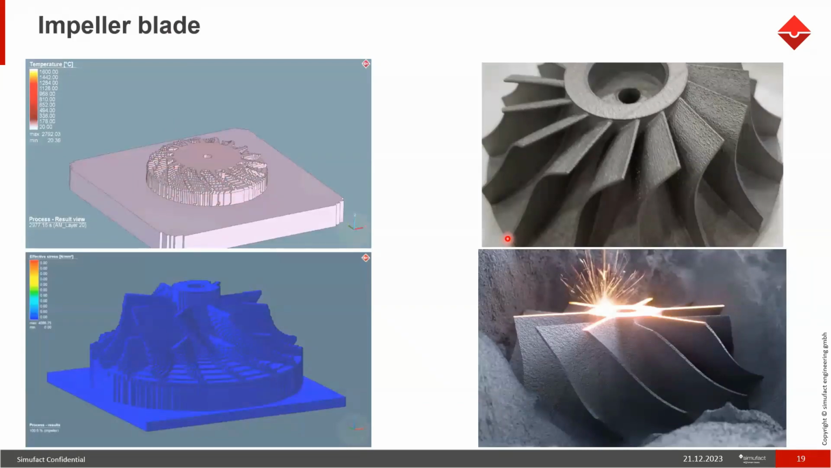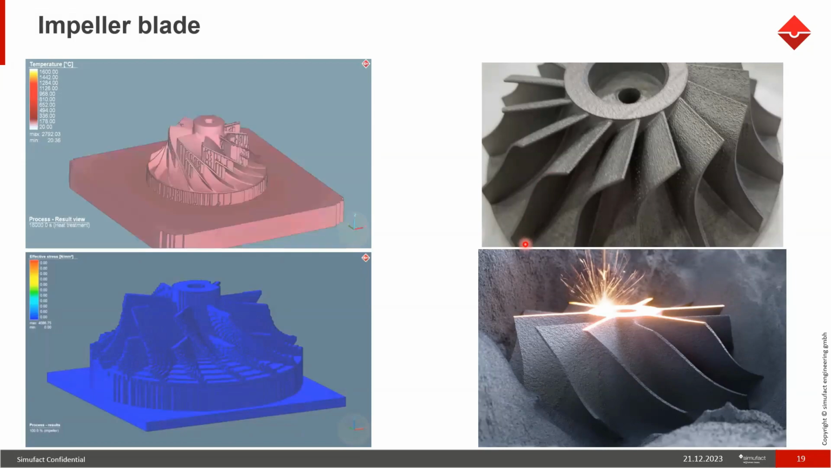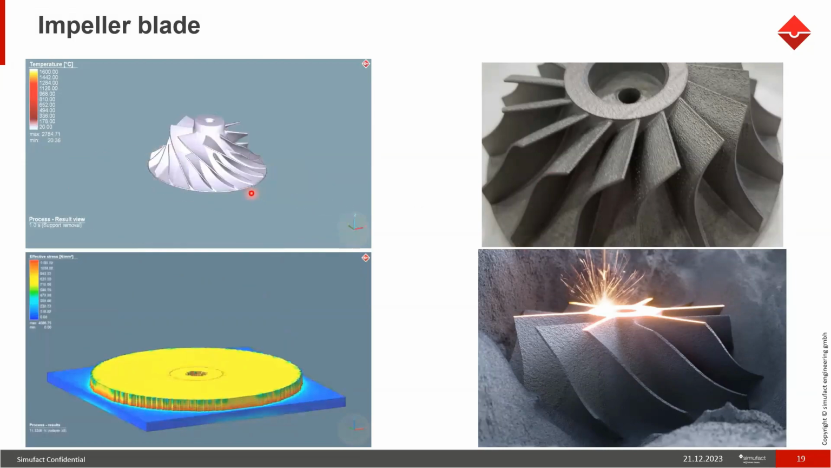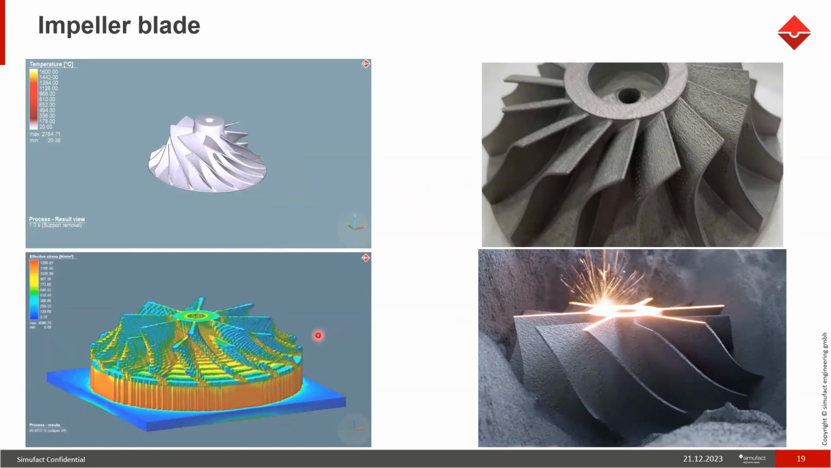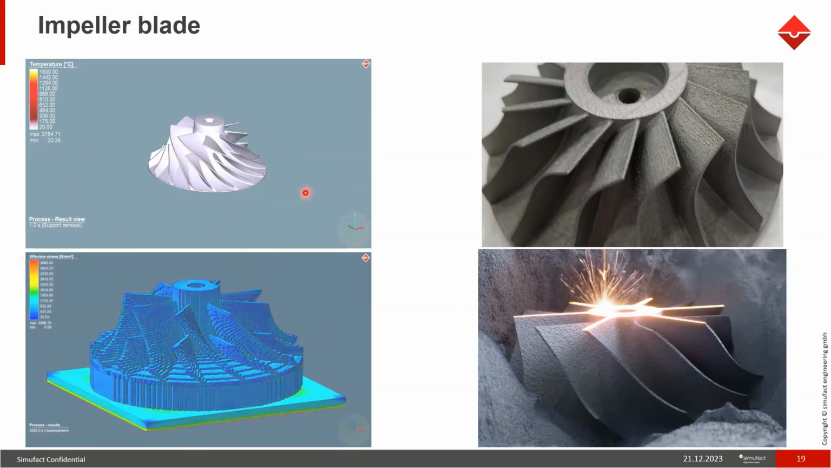So this shows a simulation of an impeller blade. You can see some thin components which are using additive manufacturing, and this is an impeller blade. This shows the process of how it is manufactured, and this shows how we can do the simulation of these similar components. Okay. So you can see the different processes that are happening.